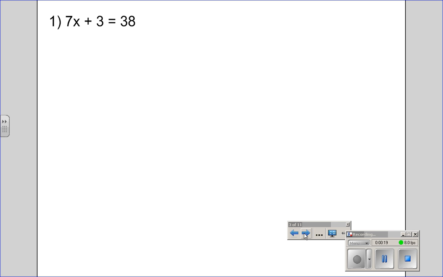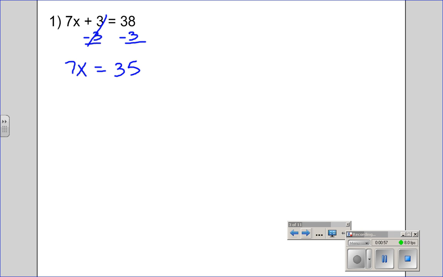Number 1, when you're solving an equation, you need to find the variable first. If your variable is on the left, you need to get rid of the numbers on the left. You will always add and subtract first. My x is on the left, I see a plus 3. We do the opposite and subtract 3 to both sides of our equation. 3 minus 3 is 0, so we can cross them off, drop down everything else. 38 minus 3 is 35.